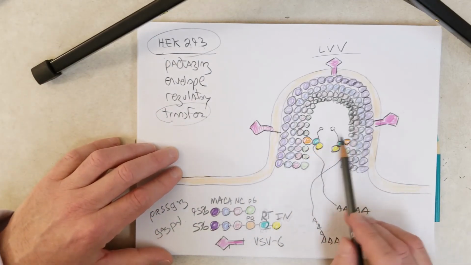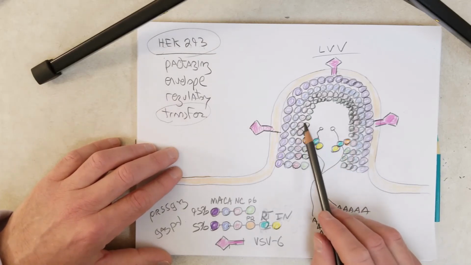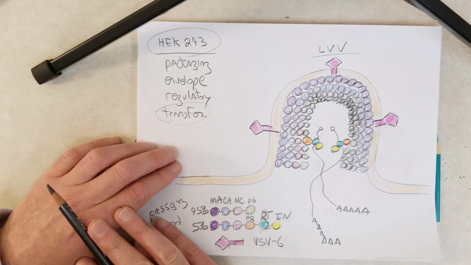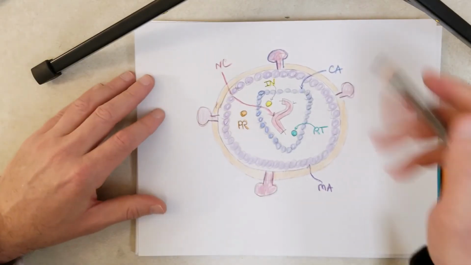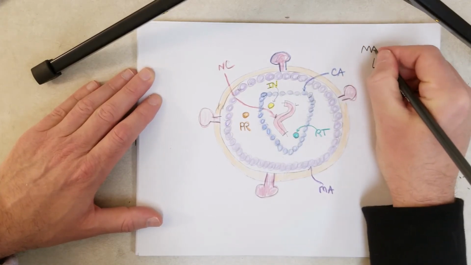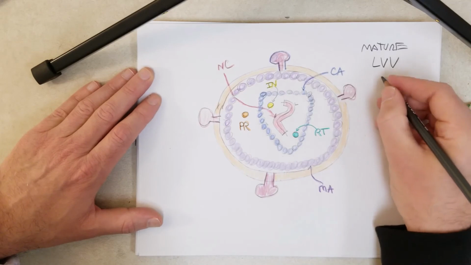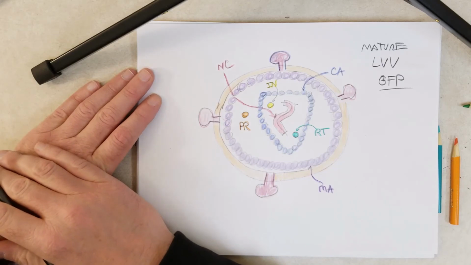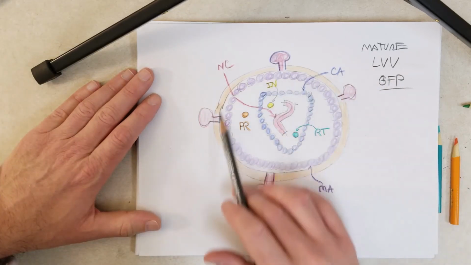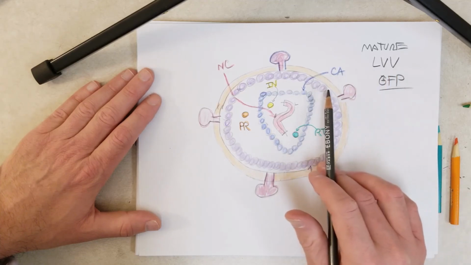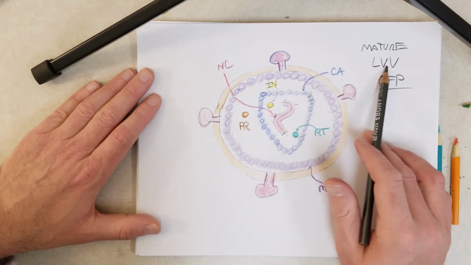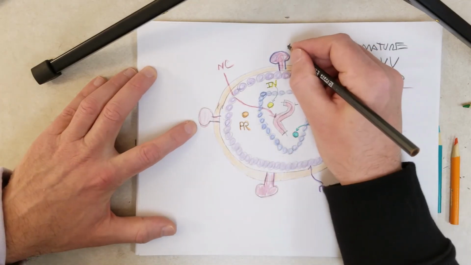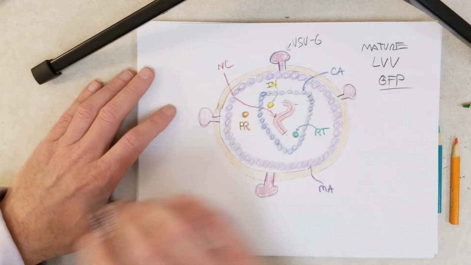So here's the protease, right? And the protease doesn't become active until this buds from the packaging cell. And after that happens, and that protease gets to work, we end up with something like this. So this is our mature lentiviral vector, which has the GFP transgene that we wish to put into a target cell that is receptive to fusion with LVVs that carry the VSVG envelope protein.